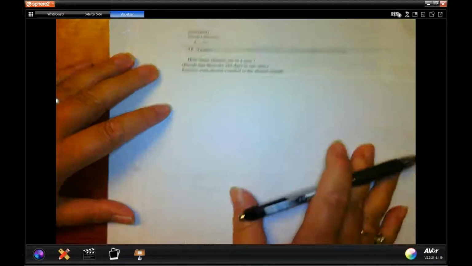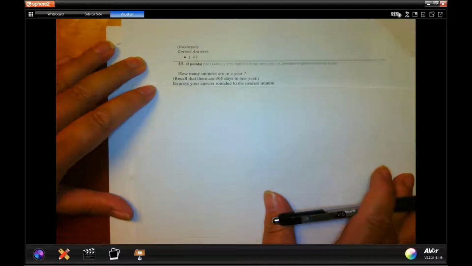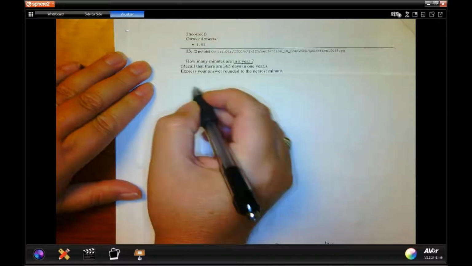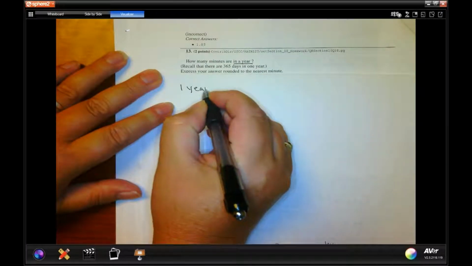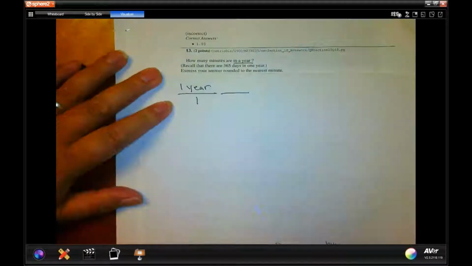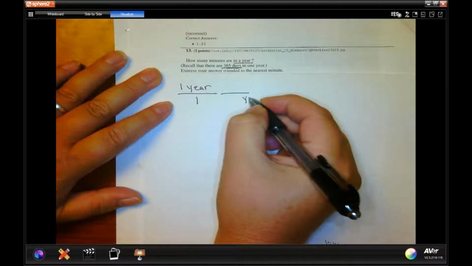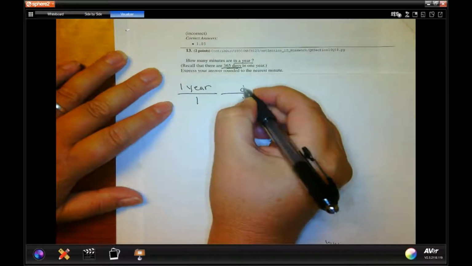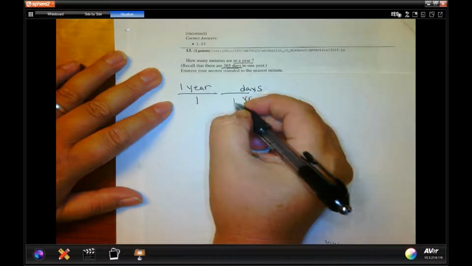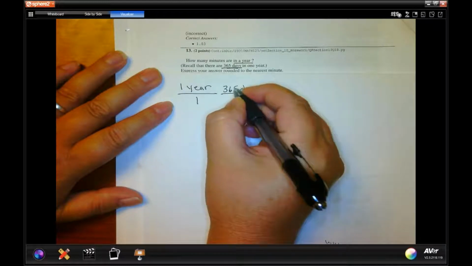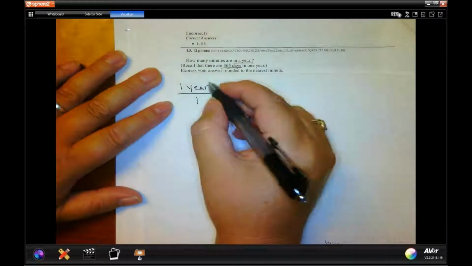Okay. Here's one that's going to take a few more steps. It's not on your sheet. They're expecting you to know this one. How many minutes are in a year? So we're given a year to start with. Now most people don't know how many minutes are in a year. And it says there are 365 days. So we need to cancel year, and they gave us days. 1 year is 365 days. The year is gone.